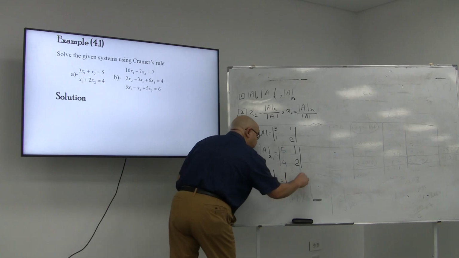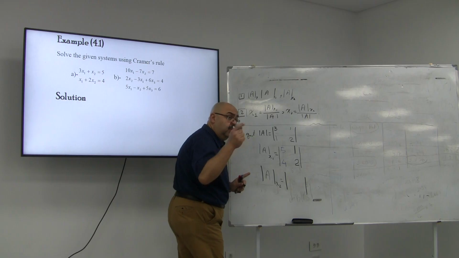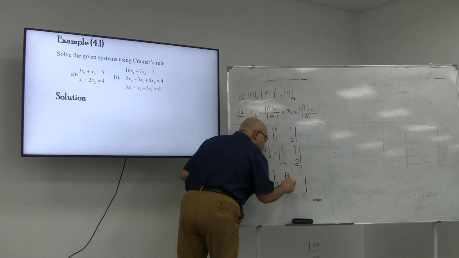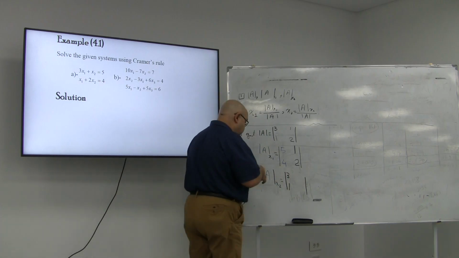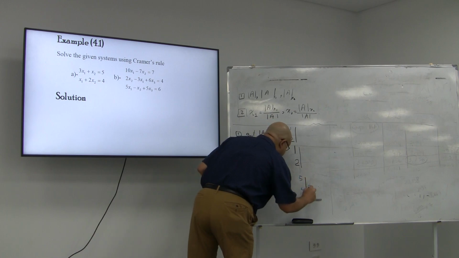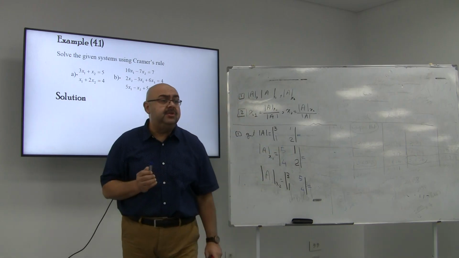The determinant of x2 will be, I will change just only the column of the elements of x2. So the first column will be the same, 3 and 1. For the second one, I will replace it with 5 and 4, which is really also handleable and very simple. All I have to do is to evaluate each one of these determinants.